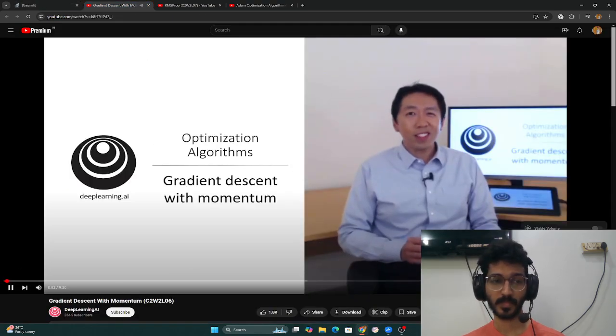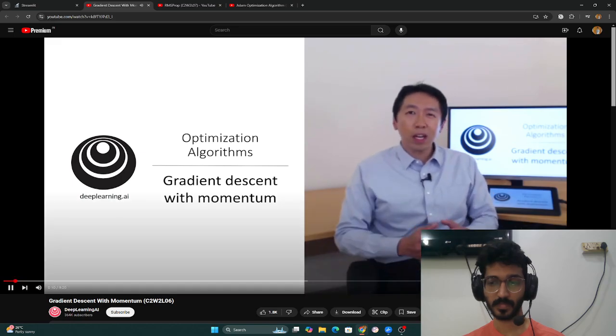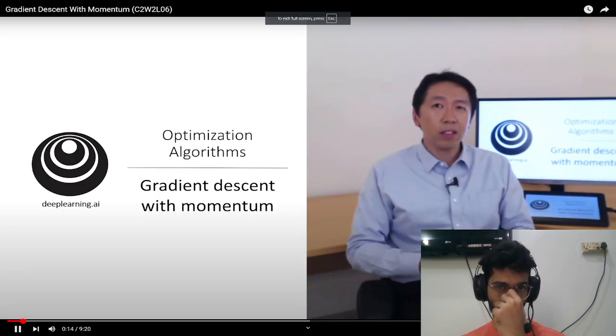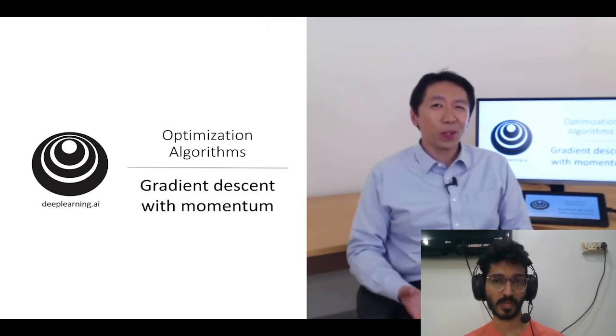Momentum, or gradient descent with momentum, almost always works faster than the standard gradient descent algorithm. In one sentence, the basic idea is to compute an exponentially weighted average of your gradients and then to use that gradient to update your weights instead. In this video, let's unpack that one sentence description and see how you can actually implement this.